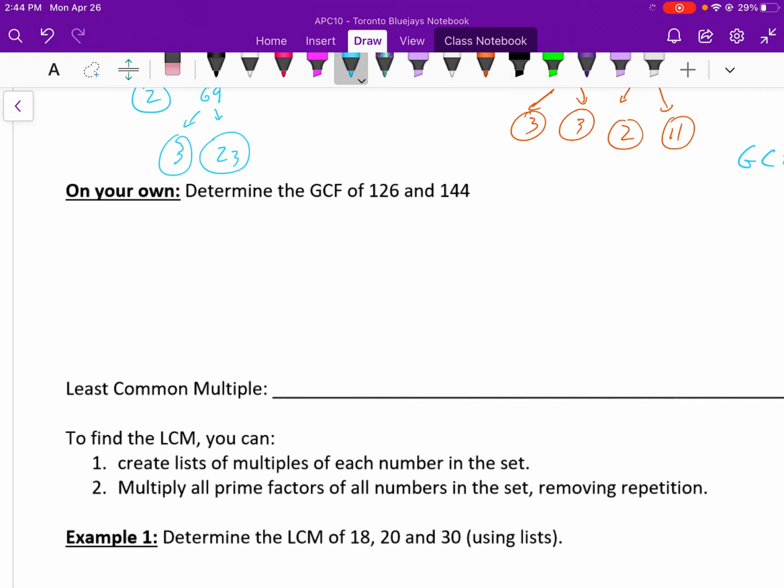All right. So on your own, determine the greatest common factor of 126 and 144. Press pause, and I'm just going to continue on since you pressed pause.